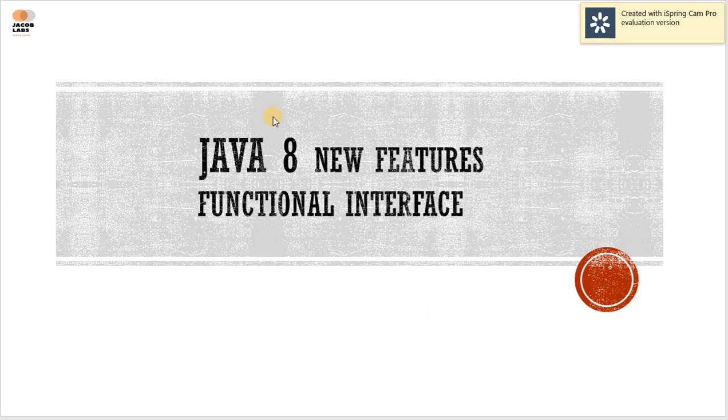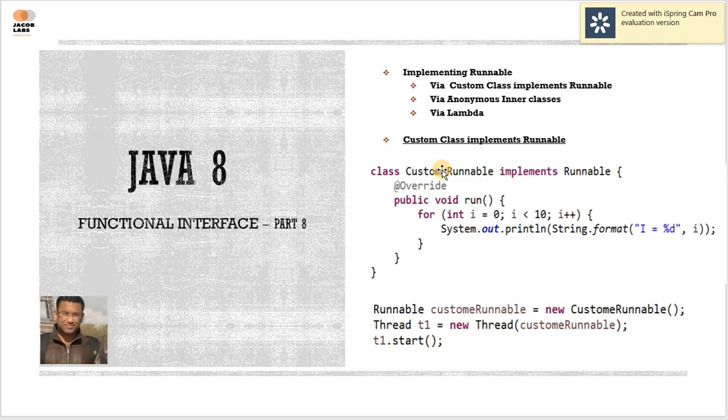Hello friends and welcome to yet another video on functional interface. In this video, we will see how to implement Runnable in three different ways or in three different routes.